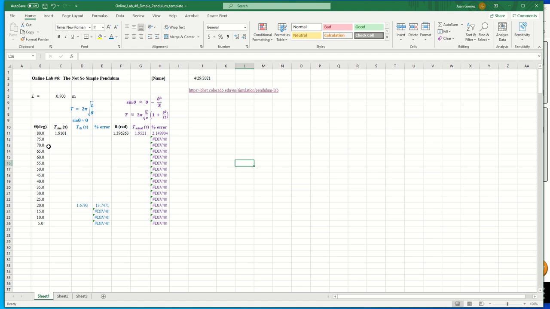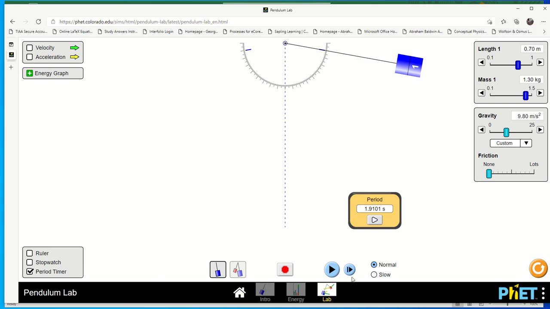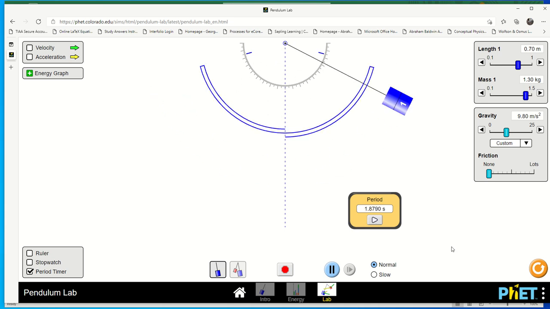Now again, do the same thing for 75 degrees. You've got to stop it, of course, and then I'm going to set the angle to 75. Of course you have to play, and then again it's a little bit tedious, but you have to go ahead and start the period timer. It'll trace, and there we go: 1.8790.